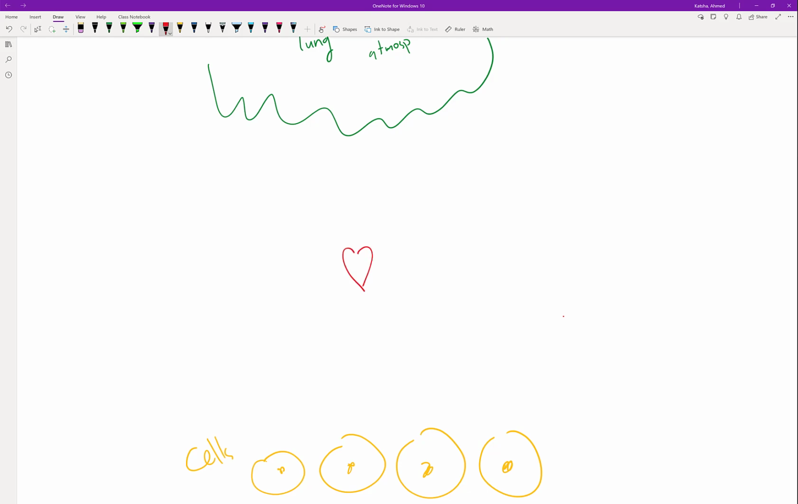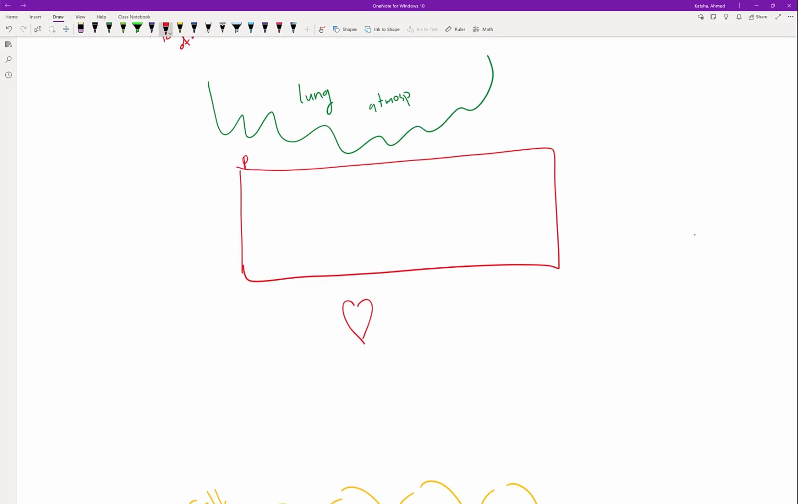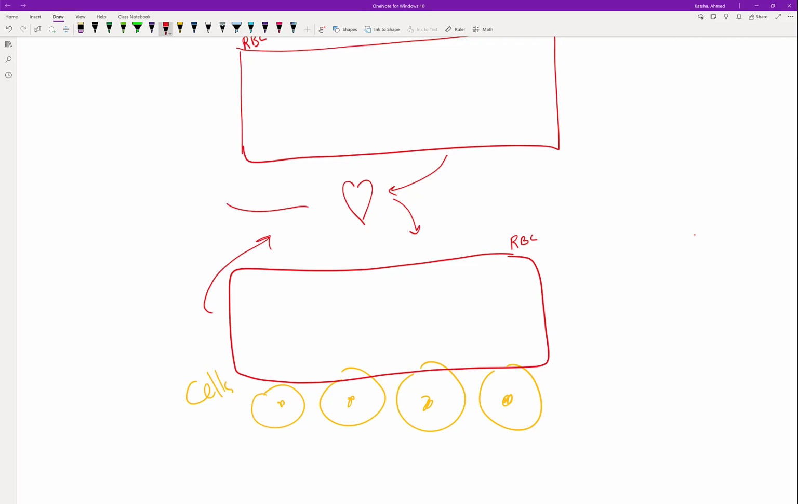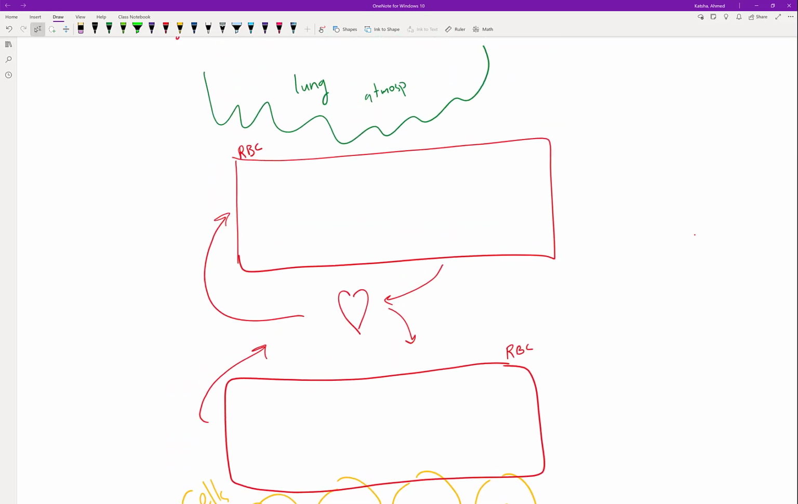Also, I will draw a red blood cell. This is a red blood cell, and this red blood cell would go through the circulation and would come out to the tissue as also a red blood cell, and then it will go back through the circulation. Okay, let's talk first about the oxygen. Oxygen, we have it here. It will move to the red blood cell. 98% of oxygen will be transported through the red blood cell.